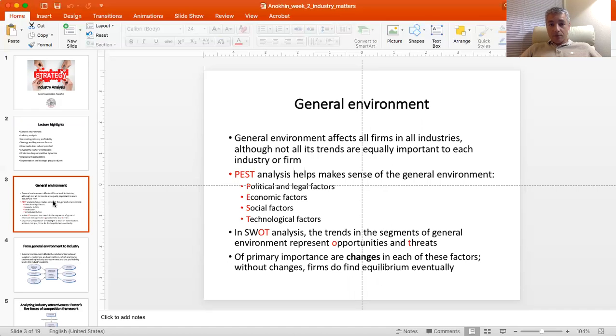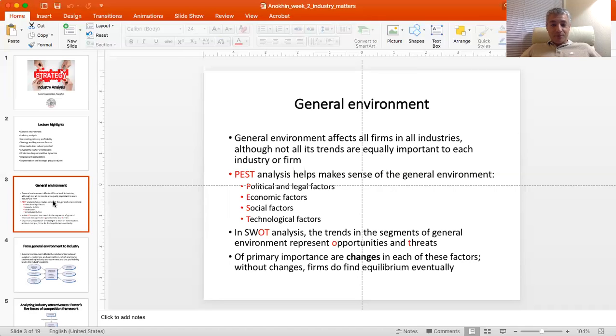So we're going to start with general environment. And when we talk about general environment, this is the most broad definition of forces that could affect your company. In the basic sense, general environment affects all firms in all industries, and we're particularly interested in changes and trends, but it should be noted that those trends are not equally important to each industry or to each firm in those industries. So to make sense of general environment, there's a useful acronym that I want you to remember, PEST.